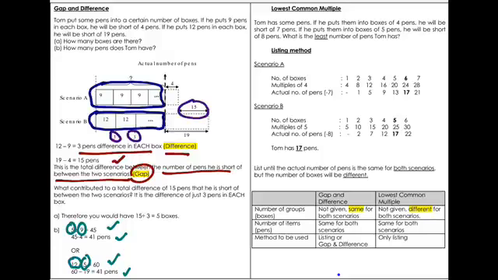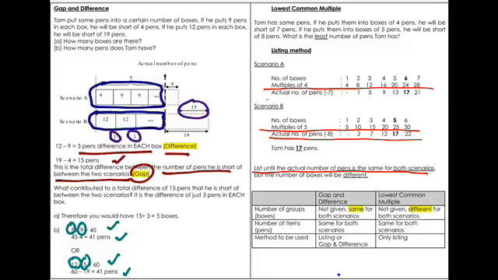You are supposed to list until the actual number of pens is the same for both scenarios. So for this row and this row, you have to sift out the number which is the same. So you can see that 17 is the first number that appears to be the same under the actual number of pens for both scenarios. And 17 would be the answer because they asked for the least number of pens.